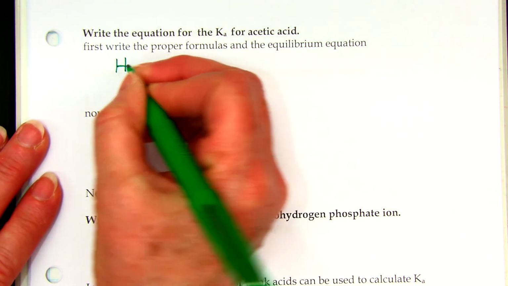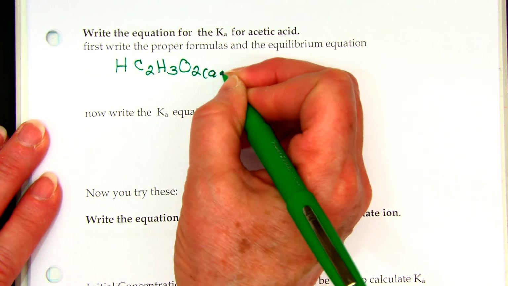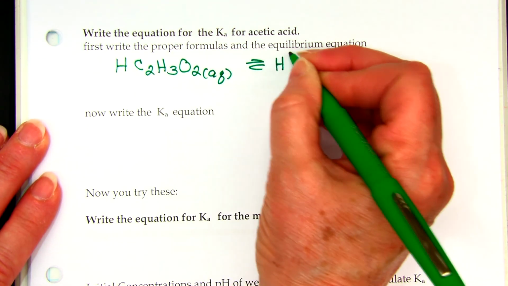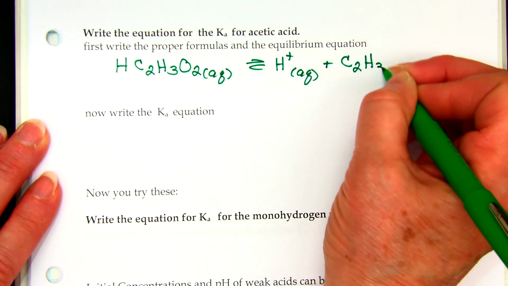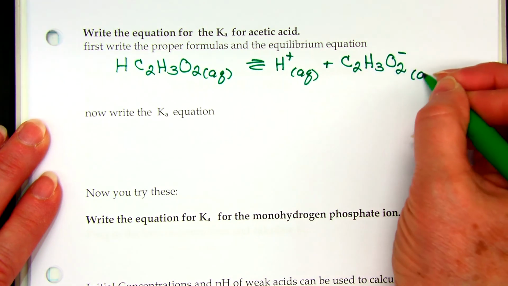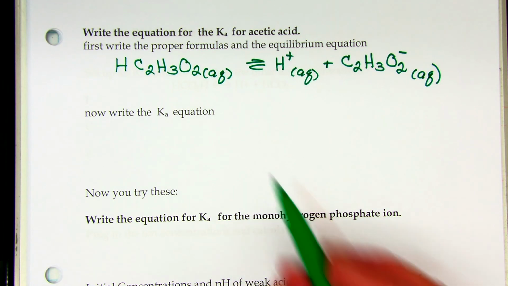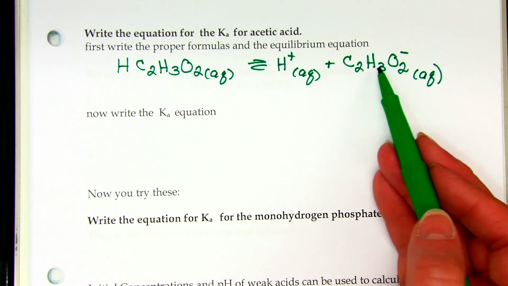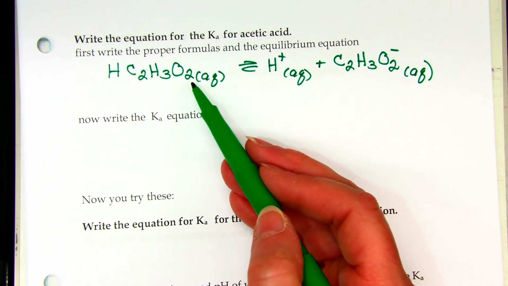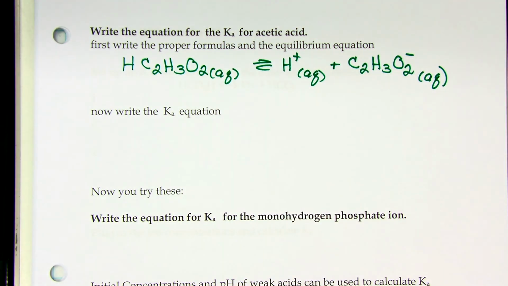So acetic acid, HC2H3O2, aqueous, is in equilibrium with a hydrogen ion plus an acetate ion. Now, remember, when we have an equilibrium, it means that the chemistry can go both ways. So the acetic acid is breaking down, and the acetate ion is grabbing this proton and going backwards. And it's doing this at the same rate. And this is a reactant-favored equilibrium.